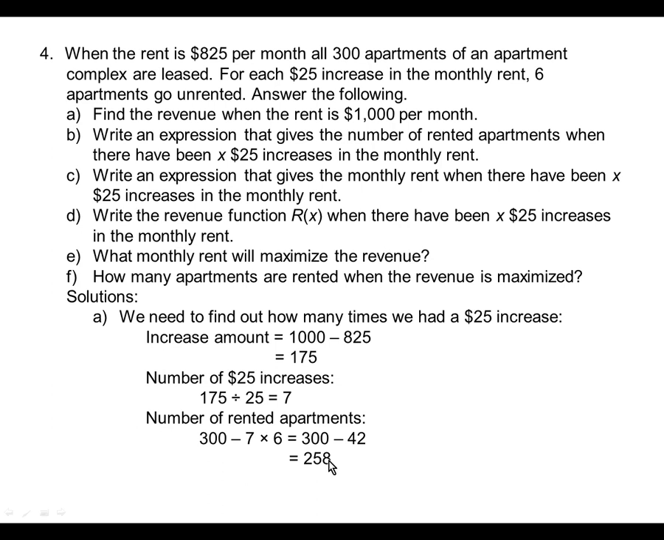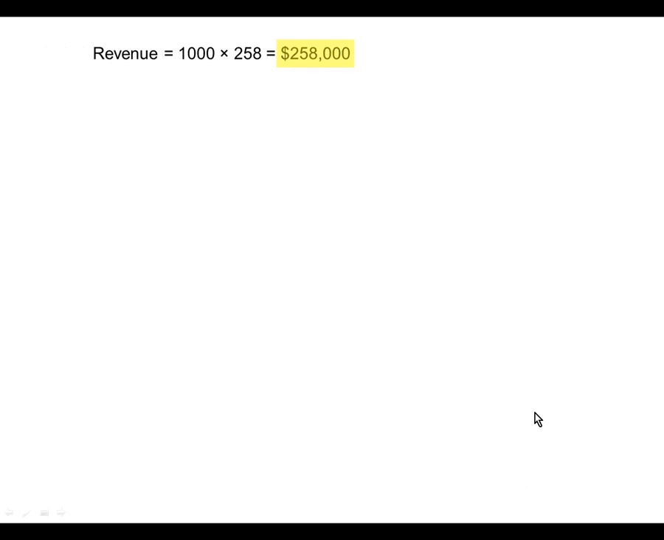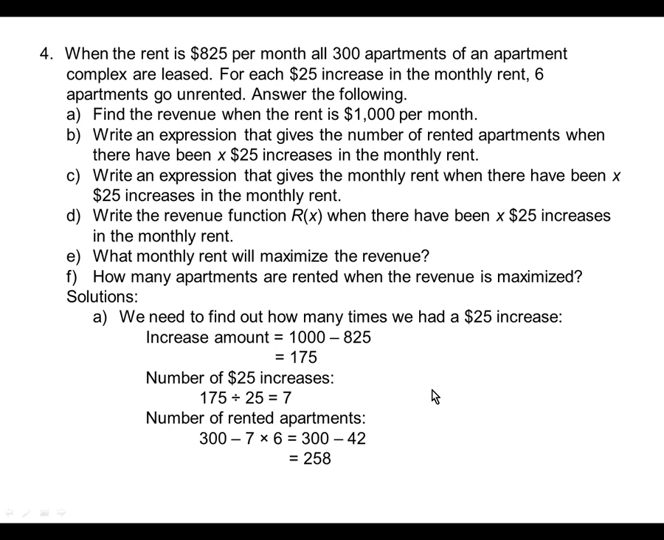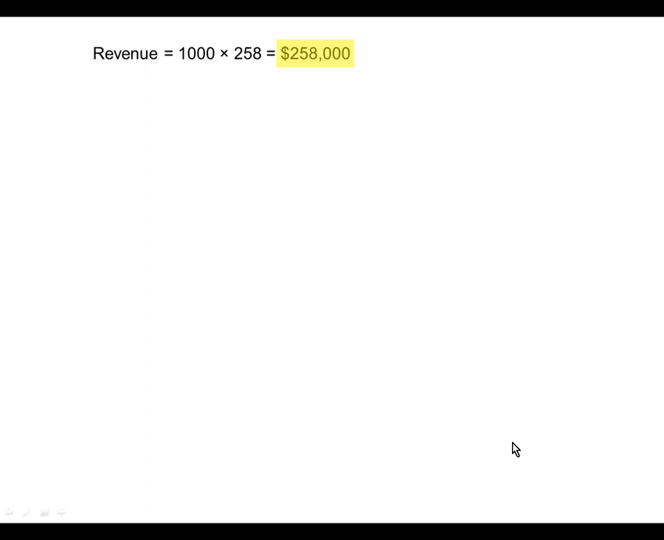Remember, 258 rented apartments, and each apartment is paying $1,000 per month. So the revenue is going to be 1,000 times 258, $258,000. Again, going back to what happened here, we had to figure out how many $25 increases there were. The new rent minus what it started with, 1,000 minus 825, gave you 175. Divide the 175 by 25 and there were 7 $25 increases. Every time there was a $25 increase, you had 6 empty apartments. So the rented apartments is 300 minus 7 times 6, which gave you 258. So your revenue is 1,000 times 258.